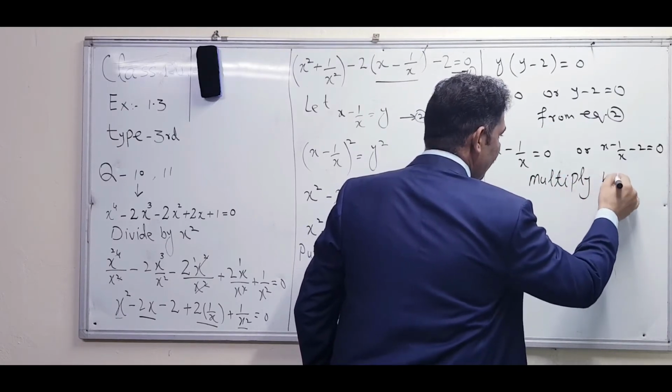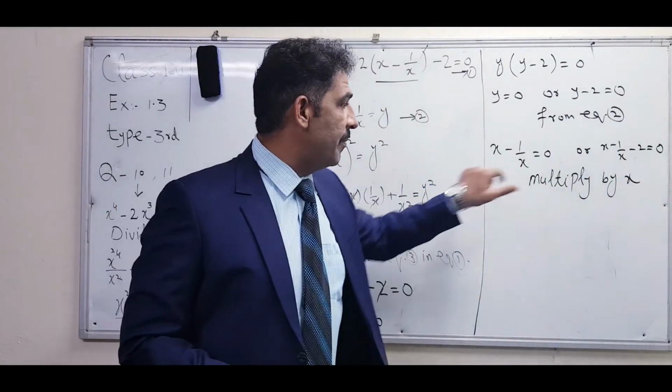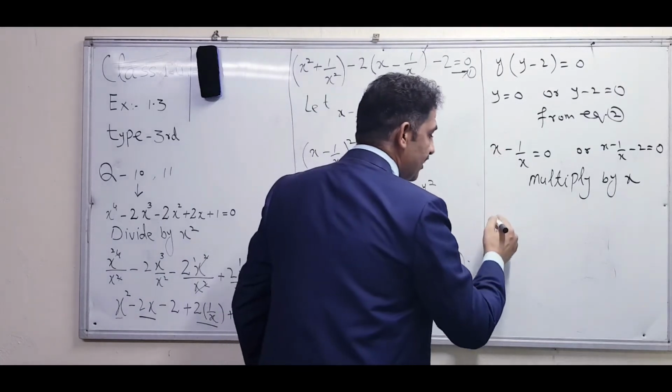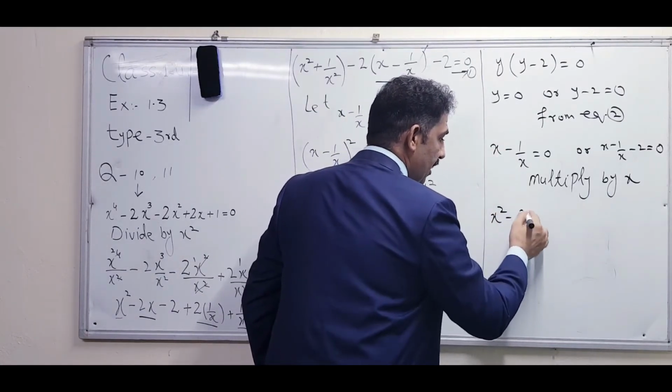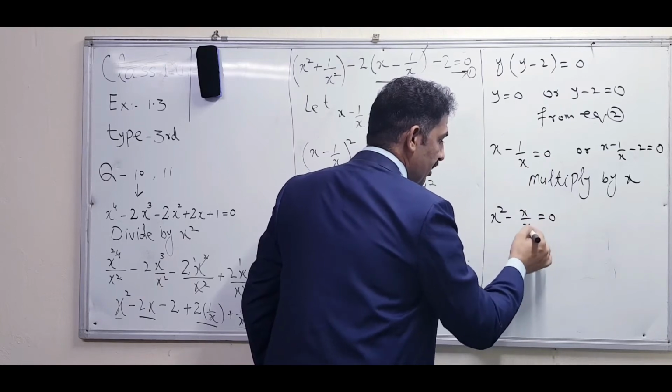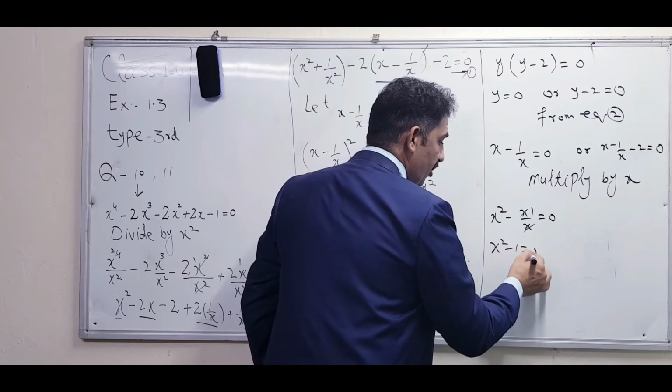Multiply by x. So first we multiply by x on this term. What will we get as the answer? x multiplied by x is x square, and here x over x is equal to 0. Here x cancels 1. So x square minus 1 is equal to 0.